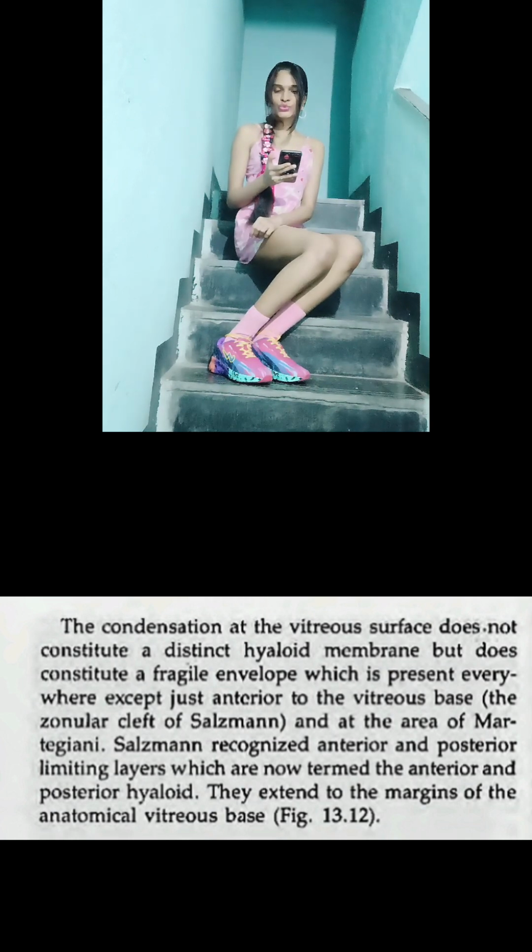It doesn't constitute a distinct hyaloid membrane but does constitute a fragile envelope which is present everywhere except just anterior to the vitreous base. Just anterior to the vitreous base, there is no condensation of the vitreous surface as a distinct hyaloid membrane, and that is called the zonular cleft of Salzmann, near the vitreous base, anterior to the vitreous base, and at the area of Martegiani.